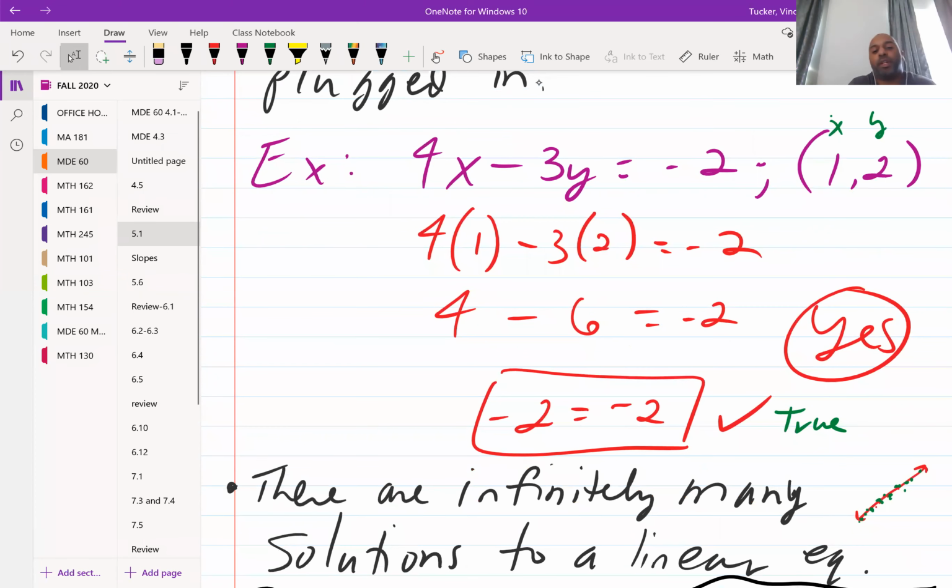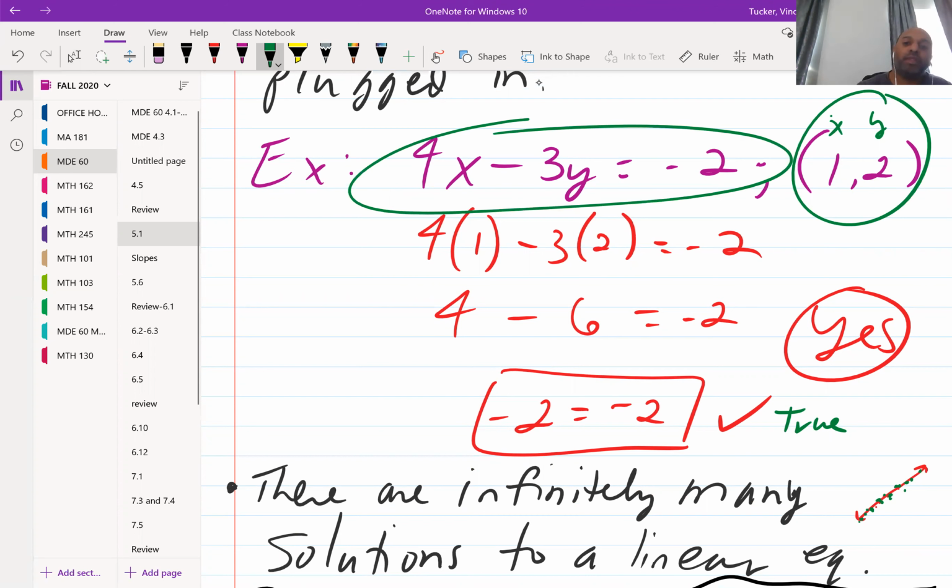And so there are infinitely many solutions to a linear equation. When you go to graph that line, every point that is on that line is a solution for that equation. So this point 1, 2 would actually be a point on this graph if we were to graph it.